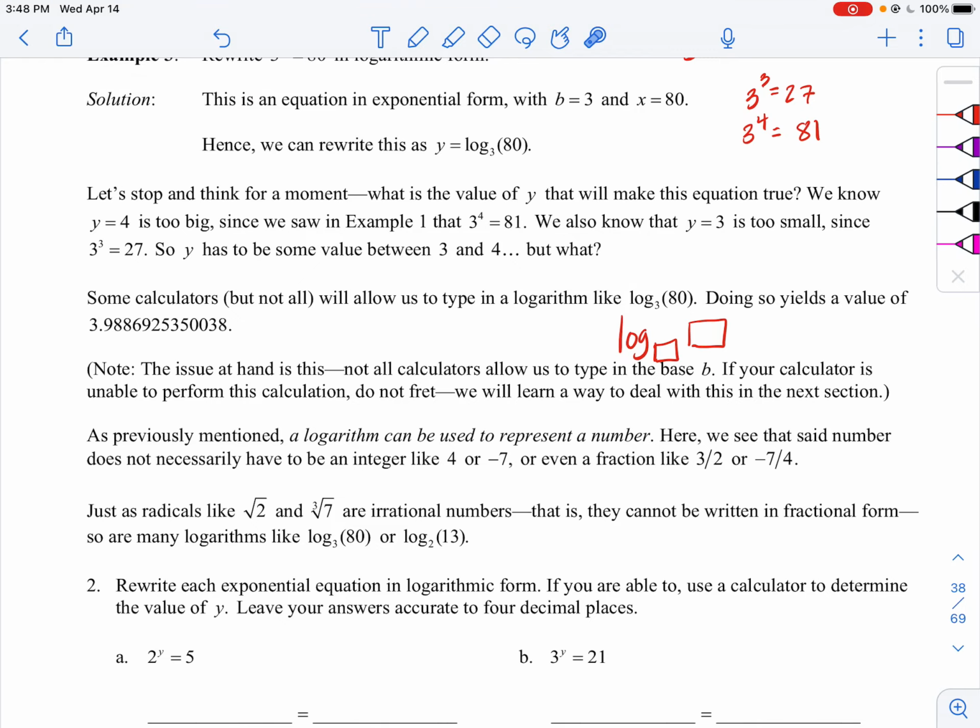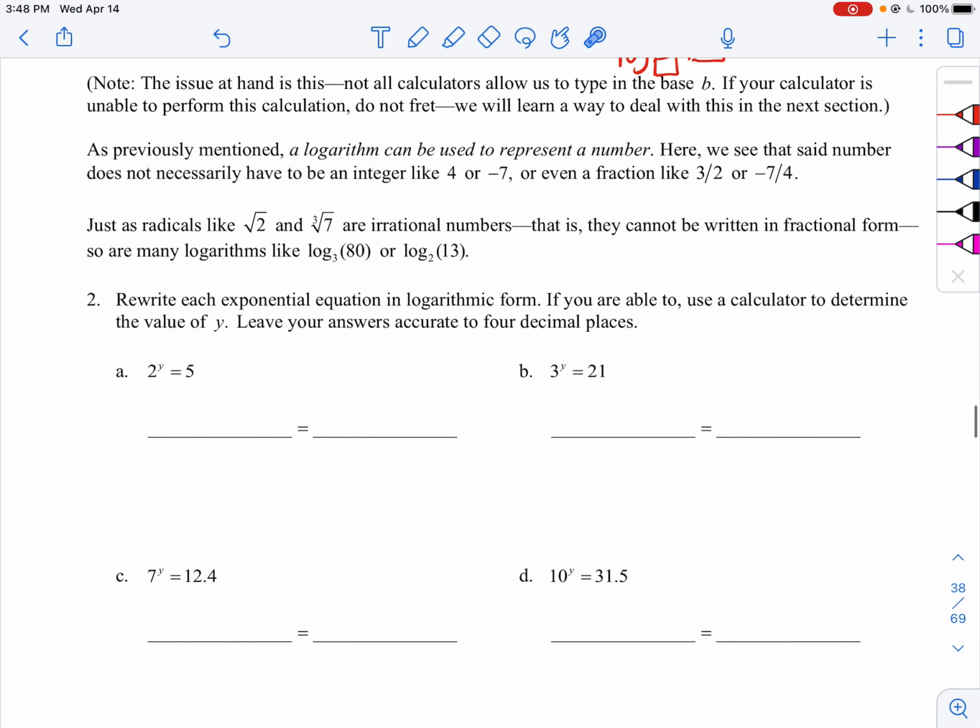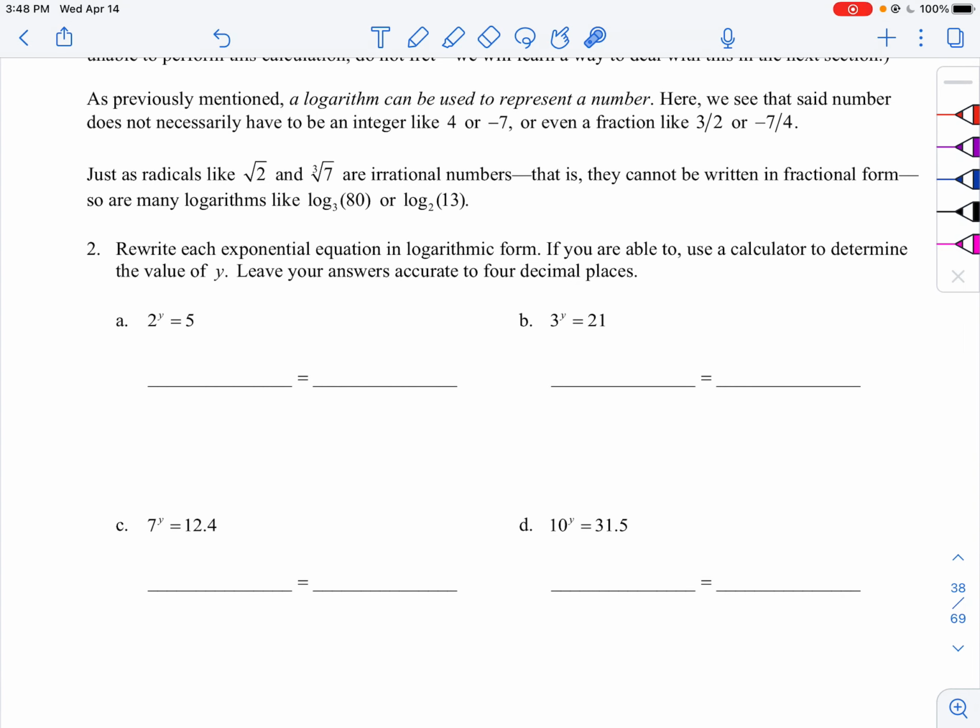So in the next examples, you're not really required to solve it. Okay, you're only required to rewrite it. But if you have a calculator that can solve it right now, then please go ahead and do that. So I'm going to start with 2a, which is y equals log. So this is our b and this is our x. So log with a base of 2 and 5.